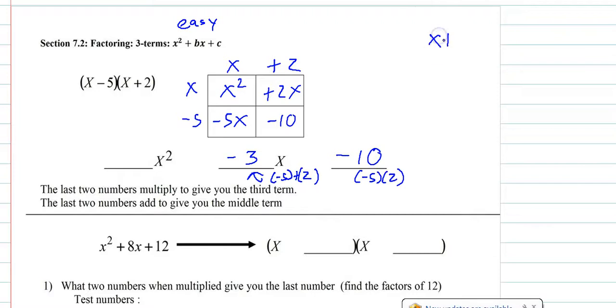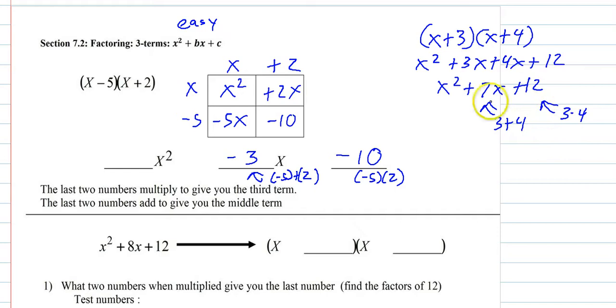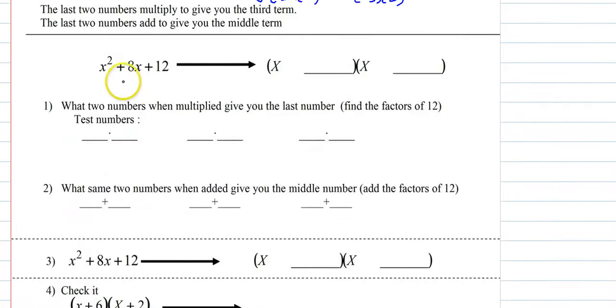So if you had x plus 3 times x plus 4, when you multiply it out, you're going to get x squared plus 7x plus 12. It's 3 plus 4, 3 times 4. And that's their connection.